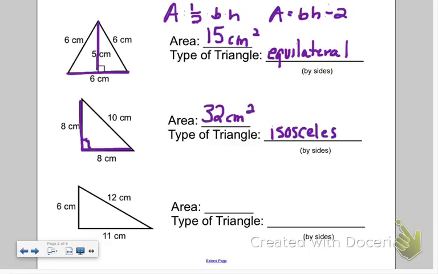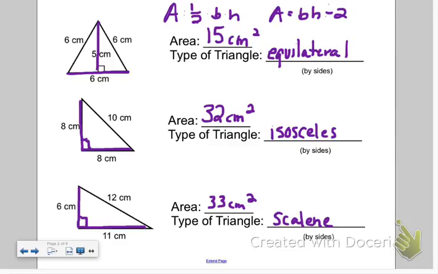And last, we have what looks like another right triangle here. First, we're going to find the area. We have to do base times height, so 6 times 11, which would give you 66. But again, don't forget to cut it in half, divide by 2, and you would get 33 square centimeters. Now, if we name this one, we have 3 different sides. We have one side that's 6, one side that's 11, one side that's 12. When we have sides that are all different, we call that a scalene triangle.